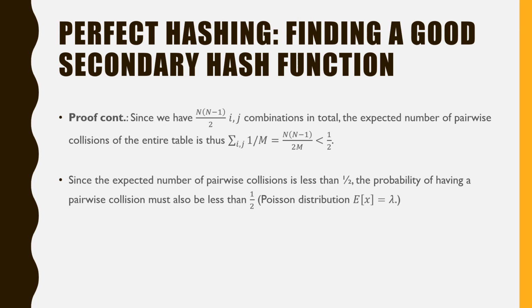To estimate the total number of collisions, we can simply multiply the number of possible ij pairs and the probability that each ij pair forms a collision. The resulting number is n times n-1 divided by 2m. Since we have chosen m to be n squared, n times n-1 divided by 2m is going to be smaller than 1 over 2, which means that the expected number of collisions in the secondary hash table is less than 1 over 2. Then, based on the Poisson distribution, we know that the probability that the secondary hash table contains a collision is also less than 1 over 2.